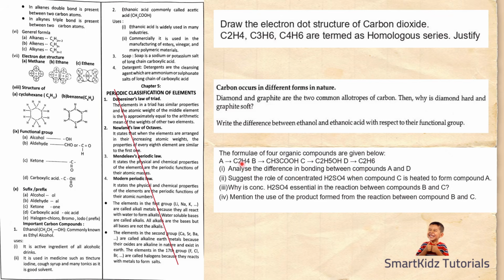Okay, and you can try constructing the structure, getting the structural formula of this one. And C2H6 is here. Then, what is a single double bond? What is a single bond? Suggest the role of concentrated H2SO4 when compound C is heated to form compound A.